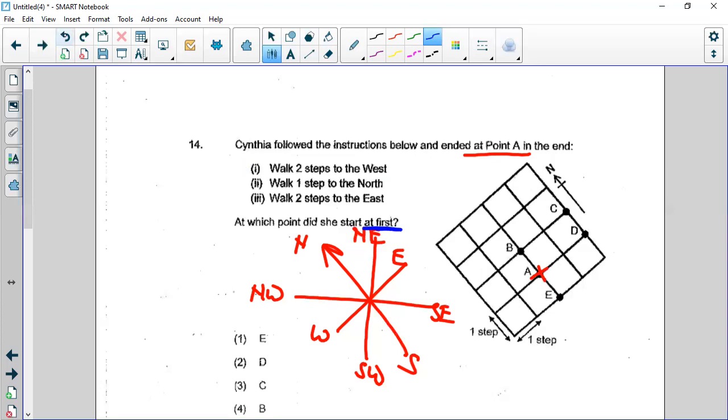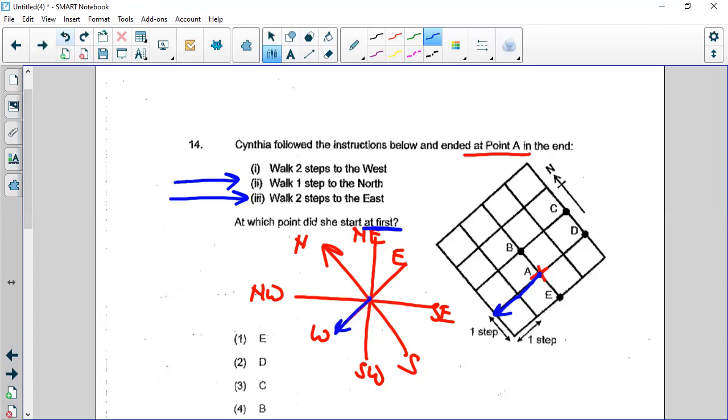You should not start from the first instruction. Working backwards means you start from the last instruction. And then the east becomes opposite. Walk 2 steps to the west. Right, when you work backwards, the east becomes west. So where's your west? So 2 steps, 1, 2. 2 steps to the west. Why this way? Because the west is here, right? The west. And then now you work backwards again.